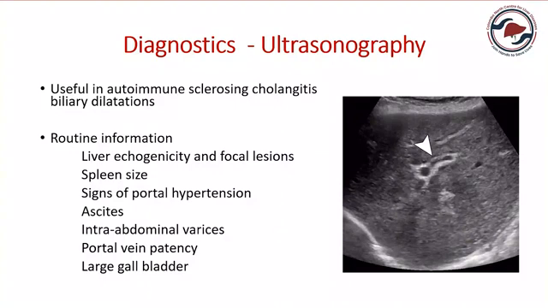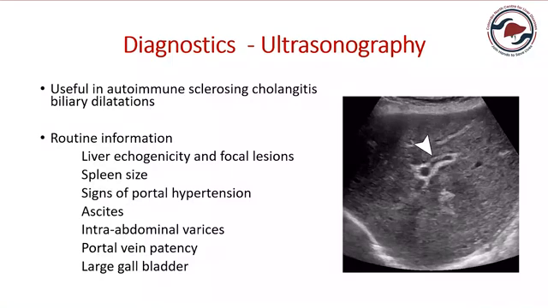So what a radiologist would look into is these dilatations, which would indirectly indicate that there are strictures in the distal part. So we would write in the request form that we want to see the biliary dilatation. And other routine information may be useful: the liver echogenicity, focal lesions in the context of chronic liver disease, spleen size in view of portal hypertension, ascites, intra-abdominal varices, portal vein patency in view of transplant if we are planning for the future, and sometimes a large gallbladder is seen, again in association with sclerosing cholangitis.